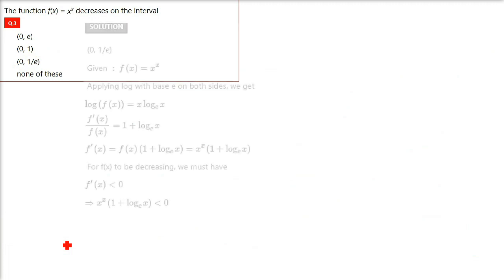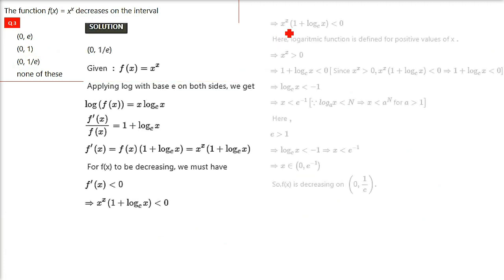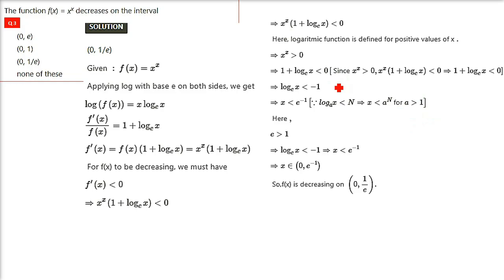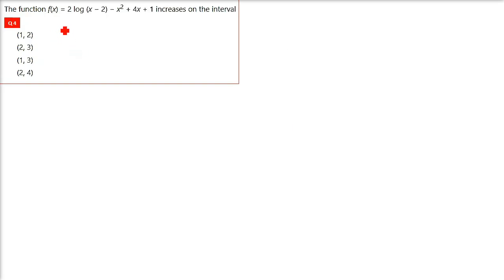Now let us find out how we are going to actually do it. These are the different steps which you are going to follow, and I will encourage you to write or make the diagram that will effectively prove your point to the examiner. The function f(x) is equal to 2 log x minus 2 minus x square plus 4x plus 1 increases on the interval.